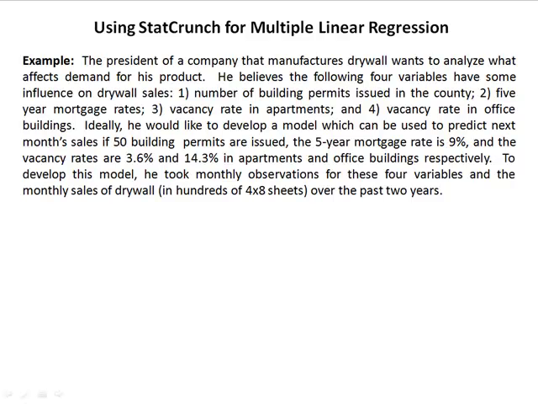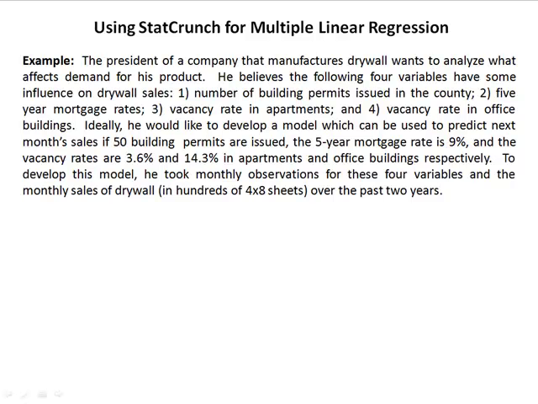In this video, we'll use the following example to illustrate how to obtain multiple linear regression output from StatCrunch. In this example, the president of a company is interested in predicting the amount of drywall that's going to be sold. He believes that four variables have some influence on drywall sales: the number of building permits issued in the county, the five-year mortgage rates, the vacancy rate in apartments, and the vacancy rate in office buildings.